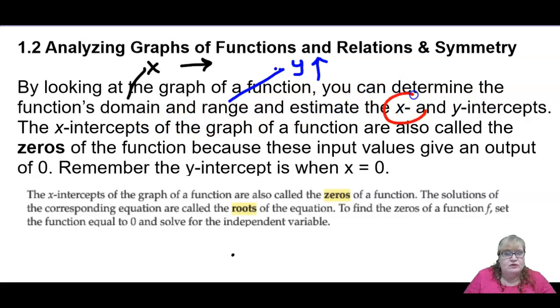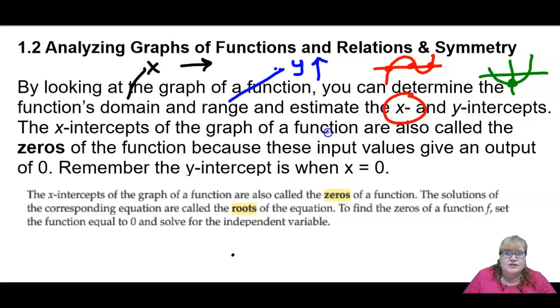So the x-intercept is just where it crosses the x-axis. So it might have spots here, here, might be doing something like that. And y-intercepts would be where it crosses the y-axis. So if it's doing something like this, the y-intercept would be this spot down here.